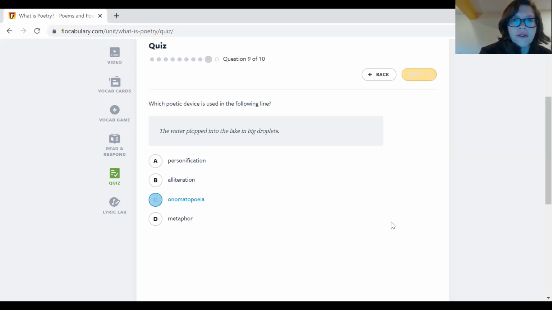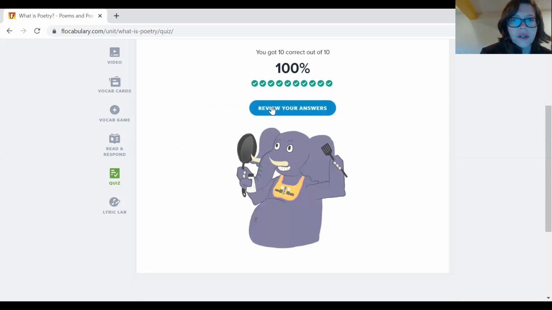And then last question, question 10. Which poetic device is used in the following line? The river swallowed the town whole. Is that personification, alliteration, onomatopoeia, or simile? Think about the swallowed, it's a river. Think about whether that's something a river can actually do or not. All right, I'm going to submit the quiz and we're going to check ourselves here.